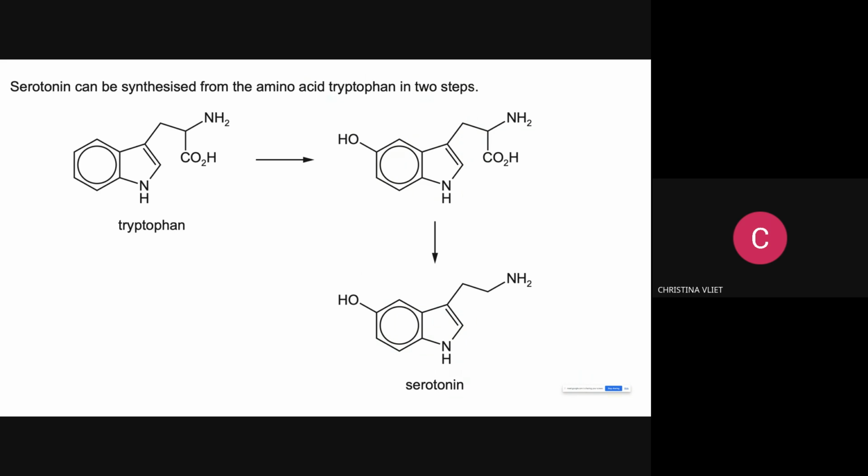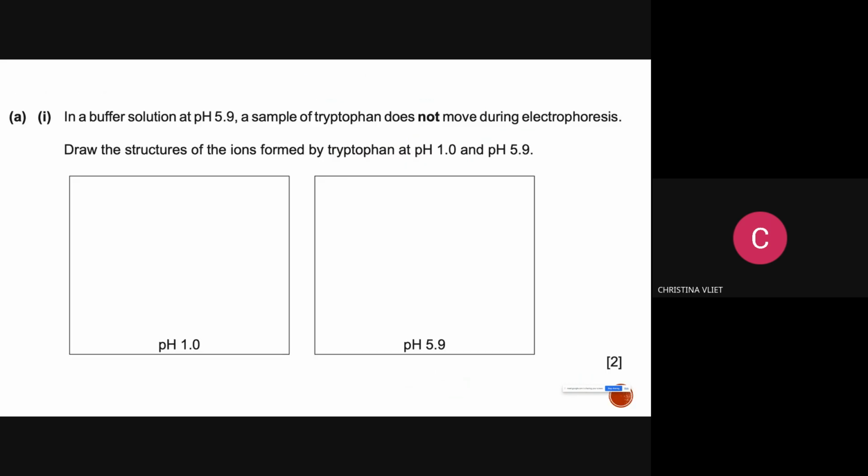So serotonin can be synthesized from tryptophan in two steps. So you can turn tryptophan into serotonin. And these are the two steps. Let's see what happens here. You get an OH on there. How does that happen? Wait for unit 6. That's where we discuss the organic reactions. And then here they show us that carboxylic acid just disappeared. How does that happen? But not a discussion for today. They're just telling me the stuff for now. They said, in a buffer solution of a pH of 5.9, a sample of tryptophan does not move during electrophoresis. Why wouldn't it move?